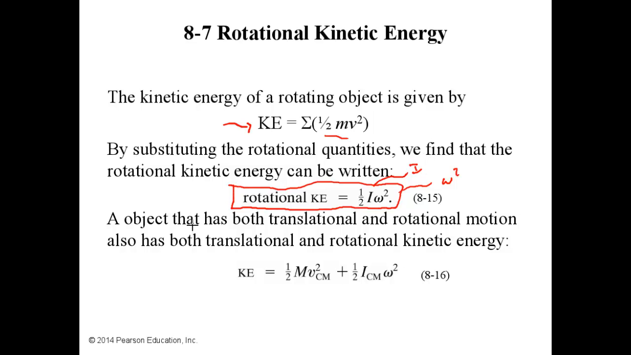An object can have both translational and rotational motion, therefore it can also have both translational and rotational kinetic energy. We could write its kinetic energy as 1/2 mv squared plus 1/2 I omega squared, and since the object is rotating, we know that it's going to be rotating about its center of mass, so the velocity is going to be about the center of mass. That's where it's going to rotate about, and similarly the I is also going to be about the center of mass, because that's where all the motion happens relative to.